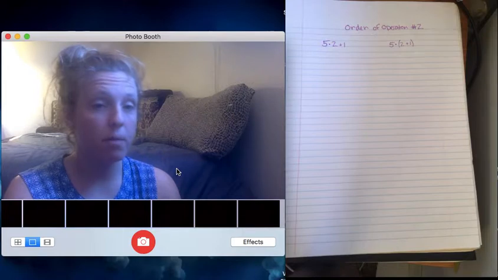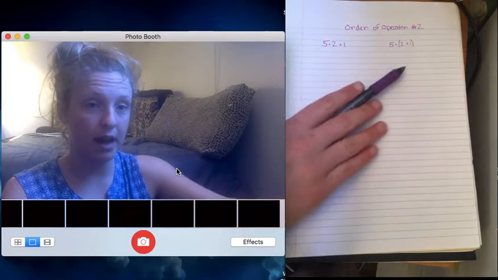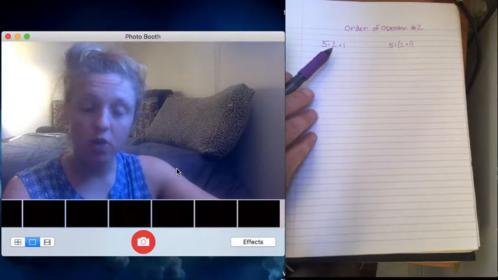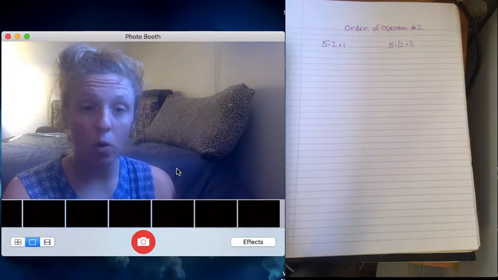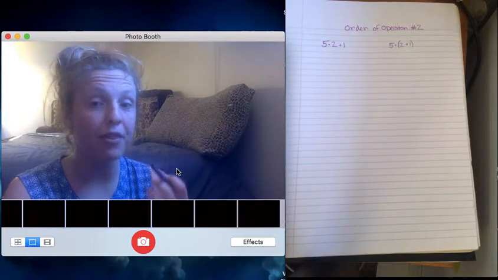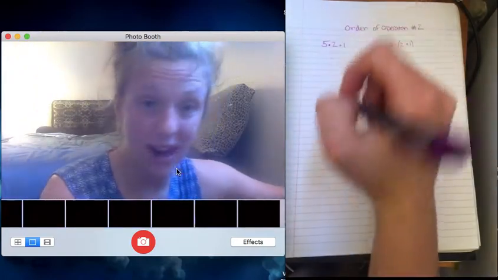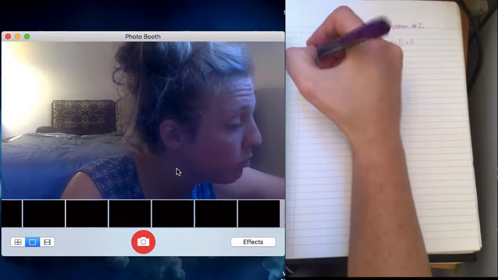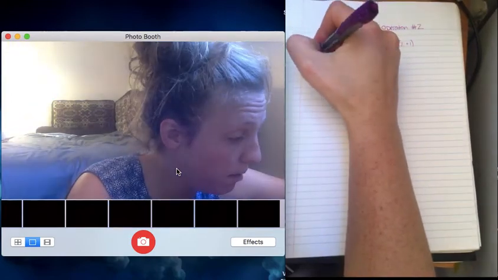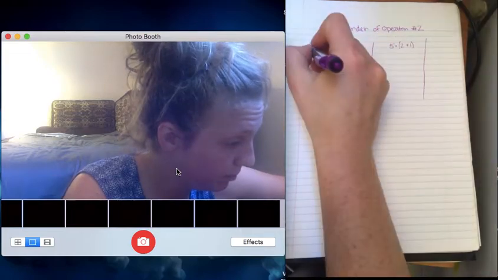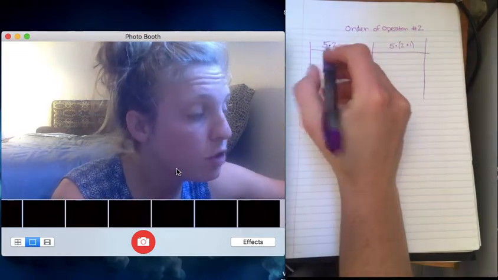The problem on this side has parentheses, and the problem on this side doesn't. So if we were to apply our order of operations, we do the math differently. We're going to do that right now via a picture. Okay, so we kind of turn this into a picture. I'm going to do this first one first.